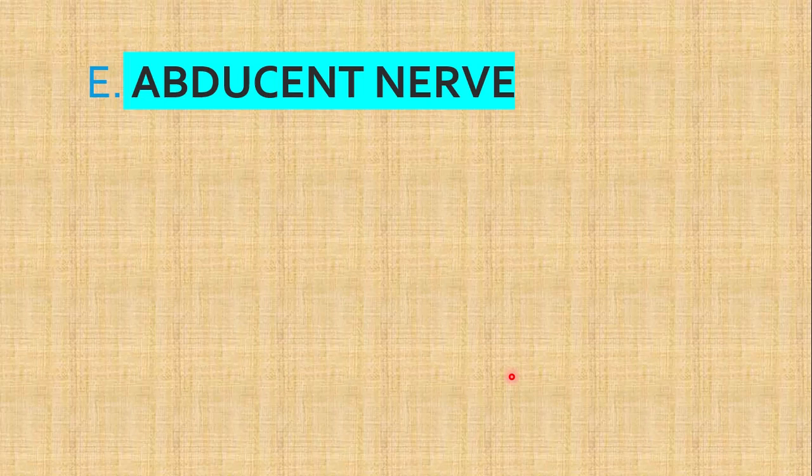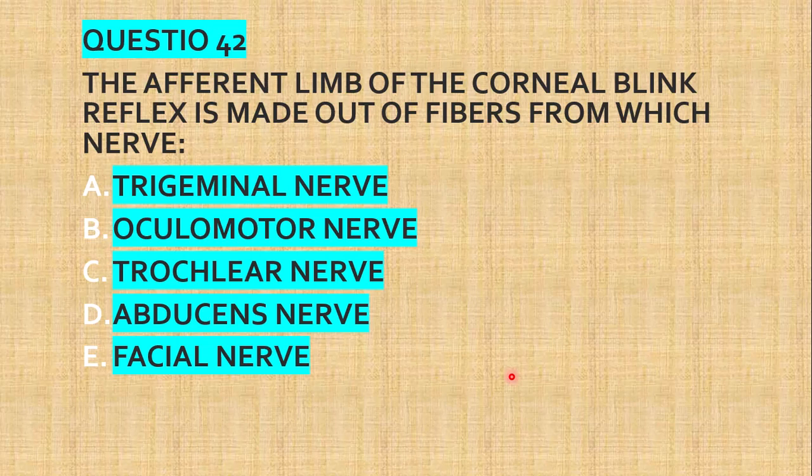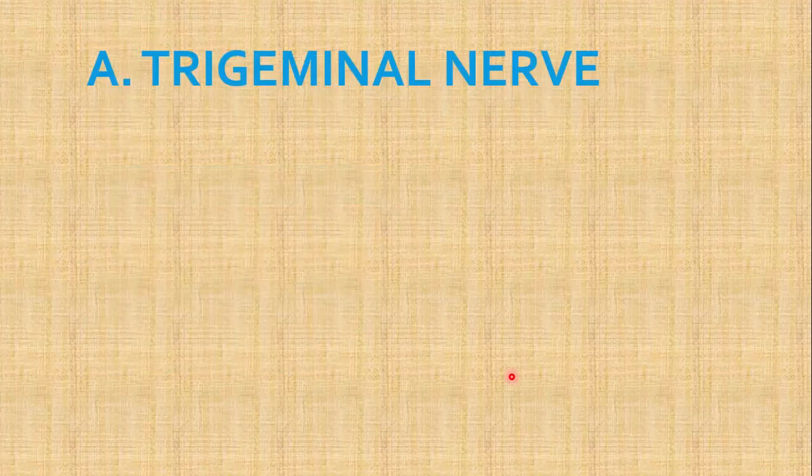Alright. Question 42. The afferent limb of the corneal blink reflex is made out of fibers from which nerve? A. Trigeminal nerve. B. Oculomotor nerve. C. Trochlear nerve. D. Abducens nerve. E. Facial nerve. The answer is the trigeminal nerve. So the trigeminal nerve gives the afferent limb of the corneal blink reflex. That is the answer to the question.